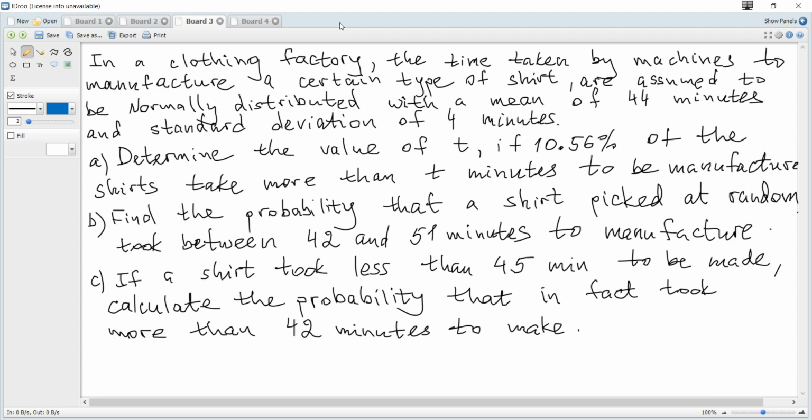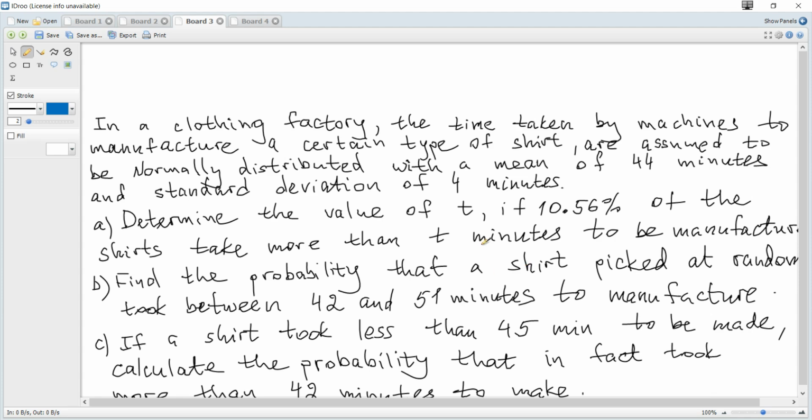In a factory, the time taken by machines to manufacture a certain type of shirt is assumed to be normally distributed with a mean of 44 minutes and standard deviation of 4 minutes. Question 8. Determine the value of t if 10.56% of the shirts take more than t minutes to be manufactured.